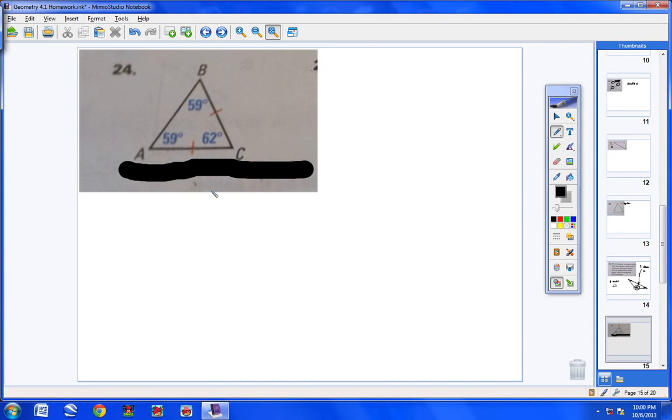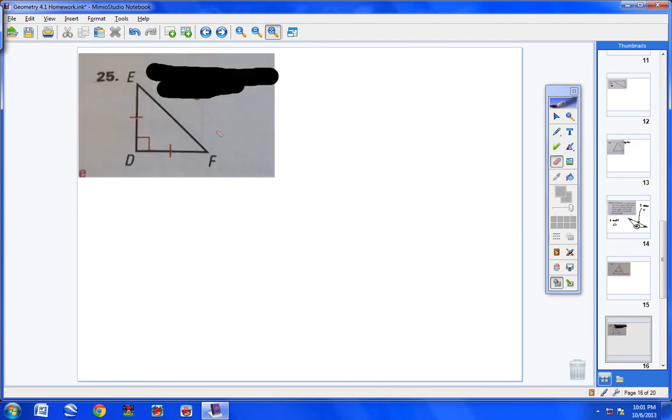Now they want us to classify the triangle by its angles and by its sides. So let's start off with the angles right here. It looks like we have 59, 59, and 62. So we know we're going to have an acute triangle because all three angles are acute. And then notice we have two sides that are congruent. This side here and this side here are congruent. So that's going to be an isosceles triangle. So we have an acute isosceles triangle. It's acute because it has three acute angles, and it's isosceles because it has two congruent sides. So there, we classify that triangle based on its angles and its sides.